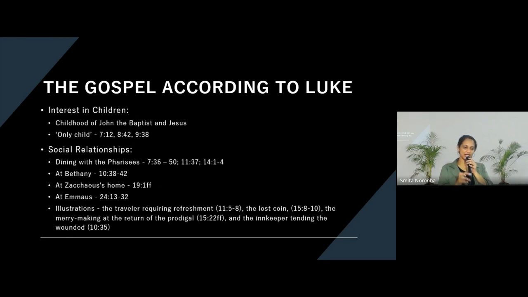So Luke has this record, the childhood of John the Baptist and Jesus is only recorded in Luke. We also see social relationships. So Luke talks a lot about Jesus in social gatherings. We look at a few of these. So here Jesus is dining with the Pharisees. There are records of Jesus dining with the Pharisees.